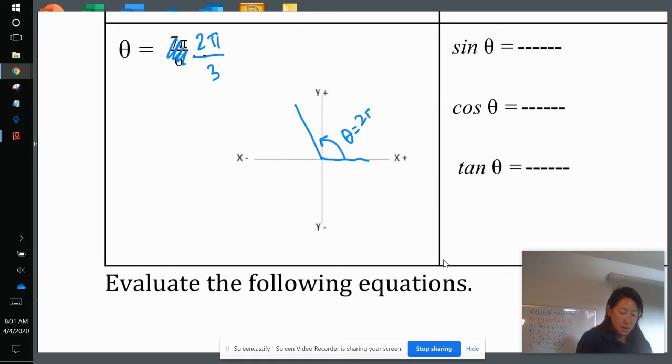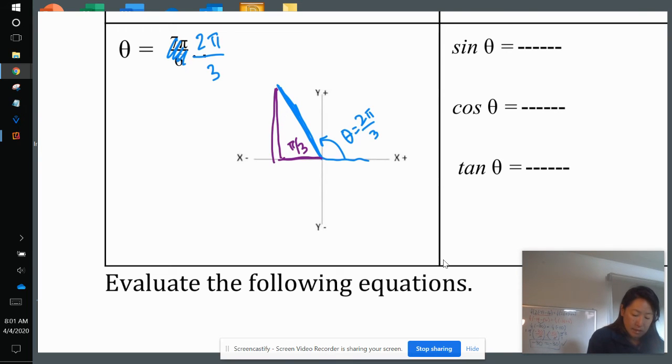Theta is equal to 2 pi over 3. I'm missing one wedge of pi over 3, so I'm just going to make this line longer, which is just a 60-degree triangle. I'm going to draw my reference angle, the angle that connects to the x-axis. This ordered pair is going to act just like the pi over 3 triangle from the first quadrant, just reflected. So in the second quadrant, we would count the x and y as negative and then positive.